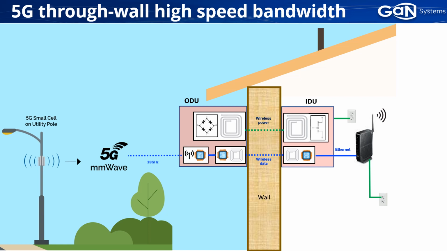Here's a basic diagram showing how the system works. You can see the outdoor unit receives power from the indoor transmitter. That outdoor unit then has the power to power the electronics to receive the data signal, and then transfer that data signal wirelessly back through the wall to the indoor unit and then to the modem.